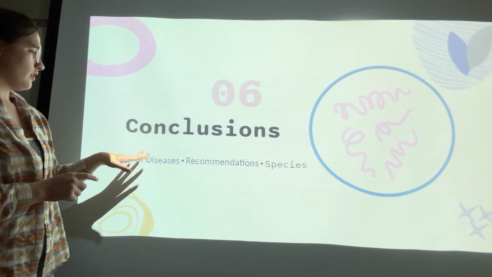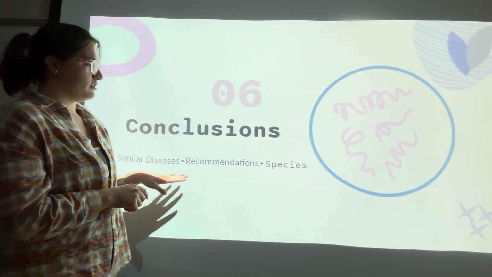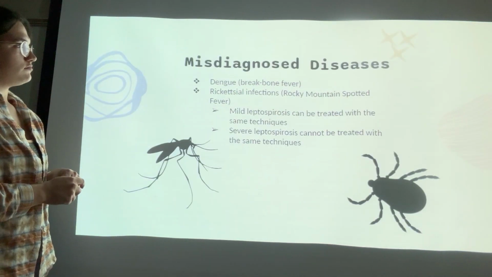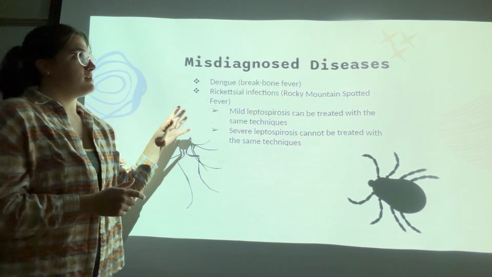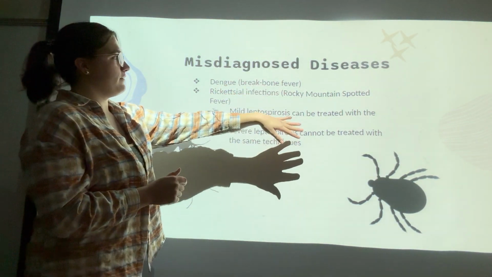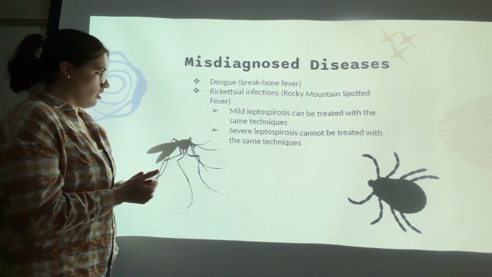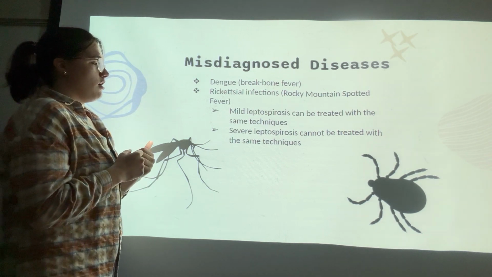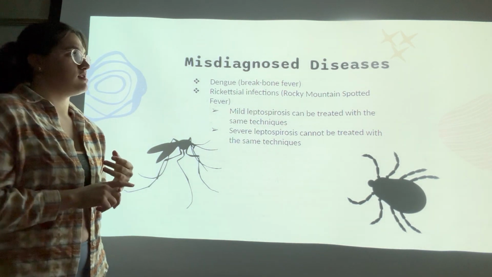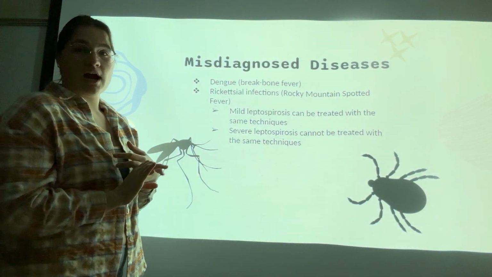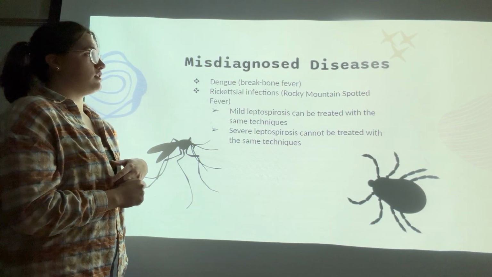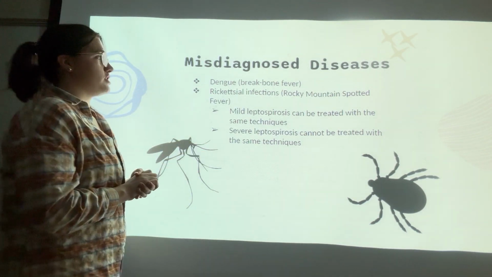So lastly, we have our conclusions. I added in some similar diseases, recommendations, and all of the species. So some of these misdiagnosed diseases, one's called dengue or break bone fever, which is actually caused by mosquitoes, but it causes some of the same symptoms. It causes the fever and the rash, and it's similar to the leptospirosis pathogenesis.